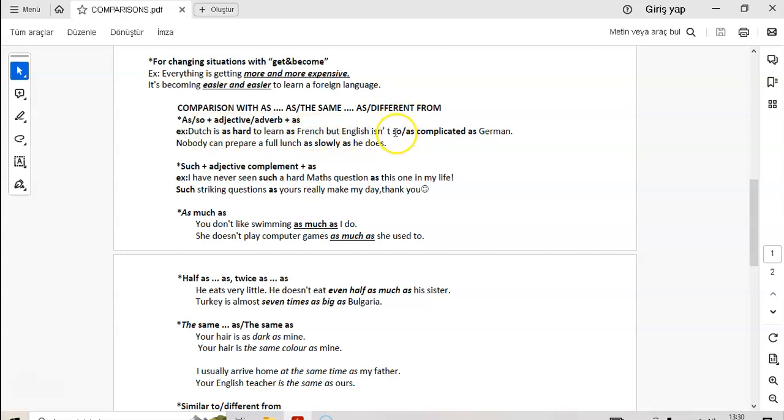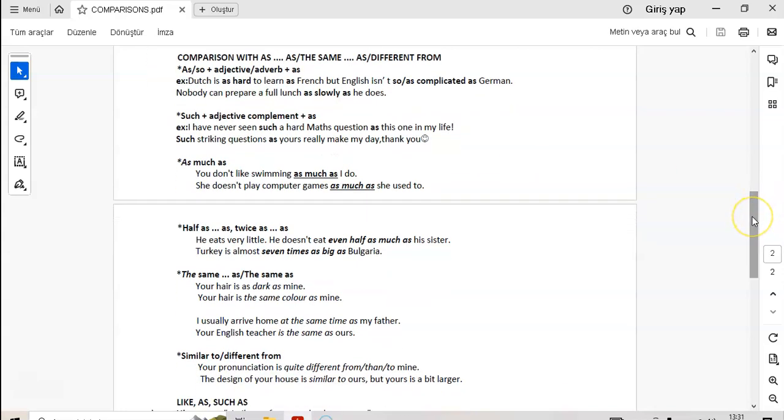And so if it is negative, you can use so and as, both of them are possible. And here is another example about how to use the adverbs with them. Nobody can prepare a full lunch as lovely as he does. As you see, lovely is an adverb, but we can use the adverbs as they are. And such a structure means I have never seen such a hard maths question as this one in my life.